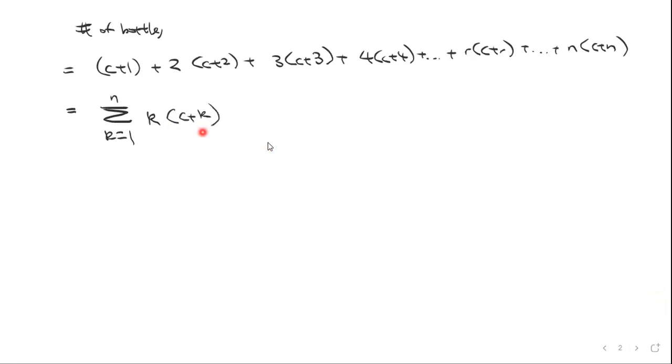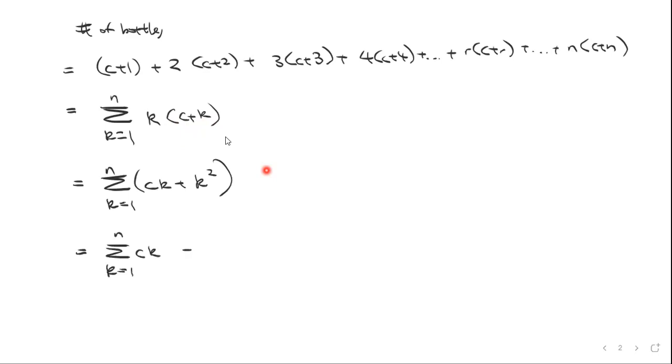So when K equals 1, I've got 1 times C plus 1. When K equals 2, I've got 2 times C plus 2. When K equals 3, I've got 3 times C plus 3, and so on until N, remembering that C is a constant. So what I'm really saying is I'm summing from 1 to N of CK plus K squared. I'm just expanding that, which is the sum from K equals 1 to N of CK plus the sum from K equals 1 to N of K squared.